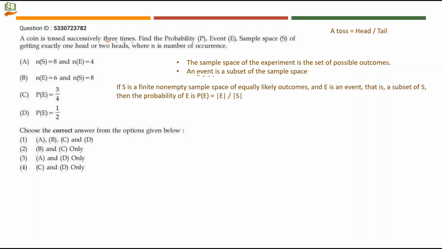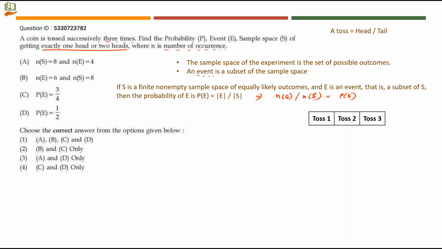If S is a finite non-empty sample space of equally likely outcomes and E is an event that is a subset of S, then the probability of that particular event is given by N of E divided by N of S. So N is given as the number of occurrences. So N of E divided by N of S is what we term as the probability of the event. So what is the event mentioned here? The event here is we are getting exactly one head or two heads.